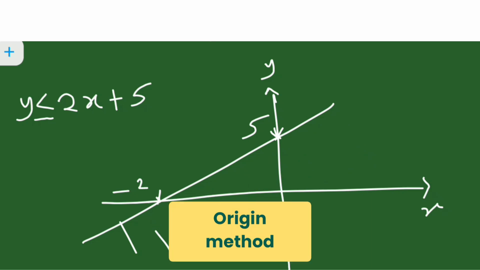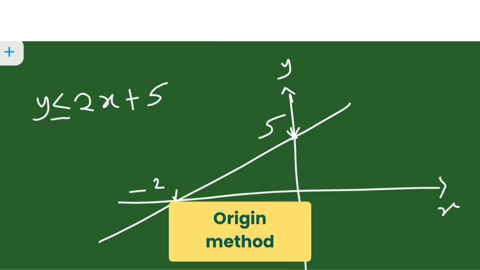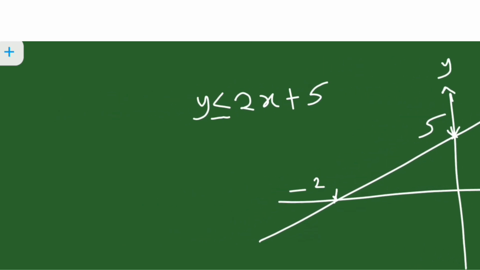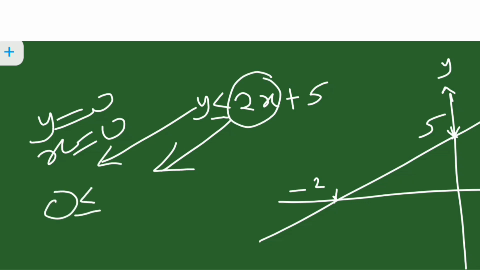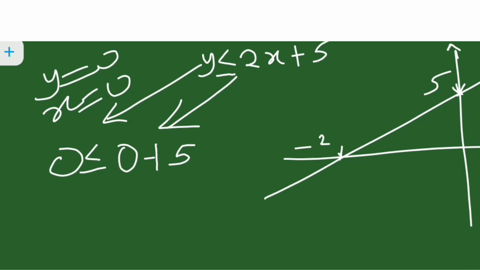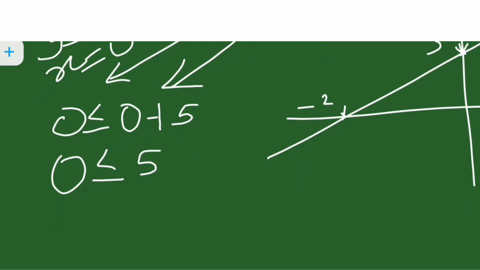The origin method. So you just come to this equation here. You will still get the same answer. Put y as 0 and put x as 0 and see what you are going to get. So if y is 0 now, you will get 0 less than or equals to 2 times 0, which is also 0, plus 5. On this left hand, you have 0 less than 0 plus 5, which is 5. So 0 less than or equals to 5.